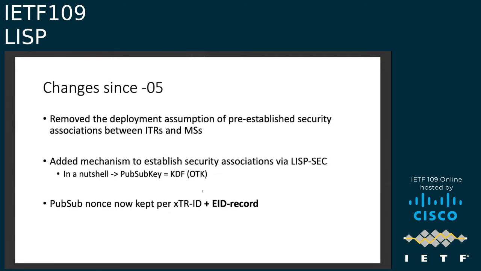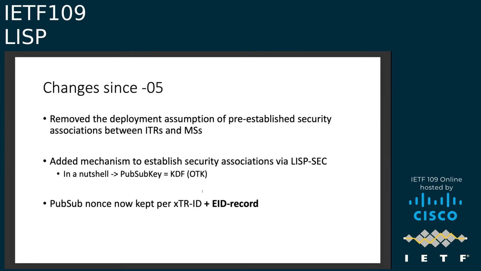These are the summary of changes since the last version. Basically, the big chunk of changes were about how to establish security associations between the ITRs and the map server without requiring to establish one. And the design that we basically wrote down in the document after the discussion with the working group can be summarized in that you use LISP to establish that security association, and that basically you derive a PubSub key from the OTK that you exchange. And the details are in the document. They are not that complex. That's it in a nutshell.